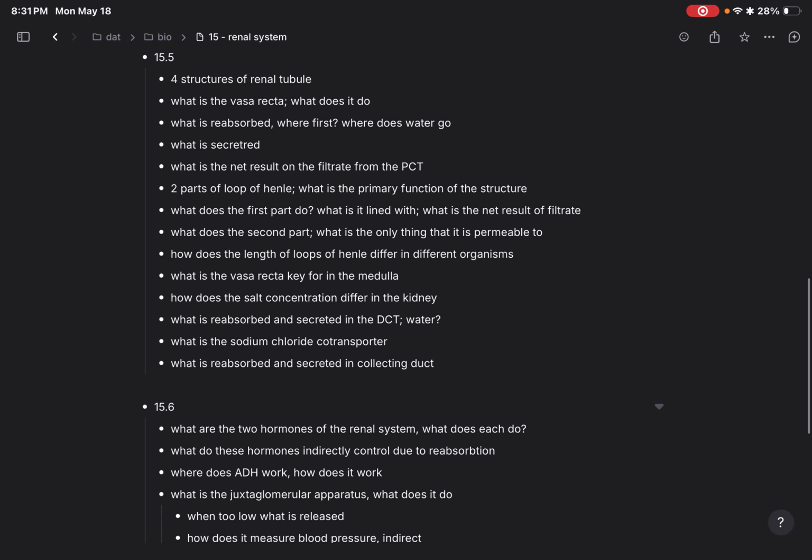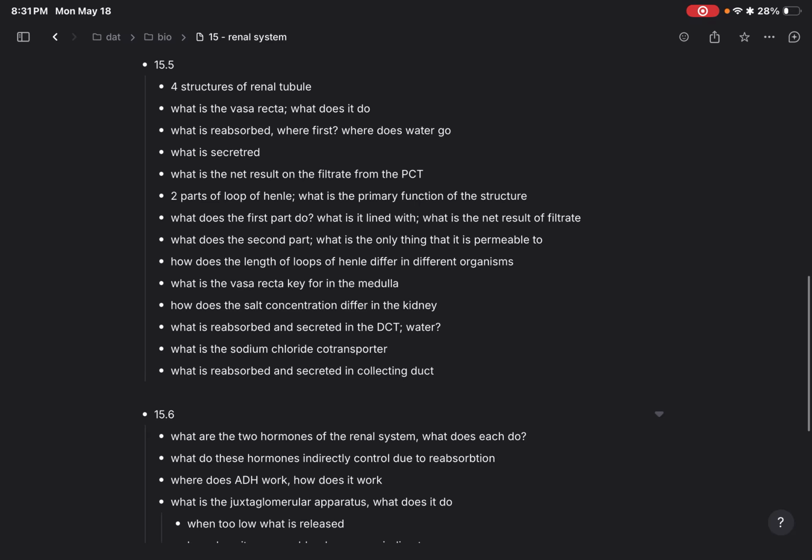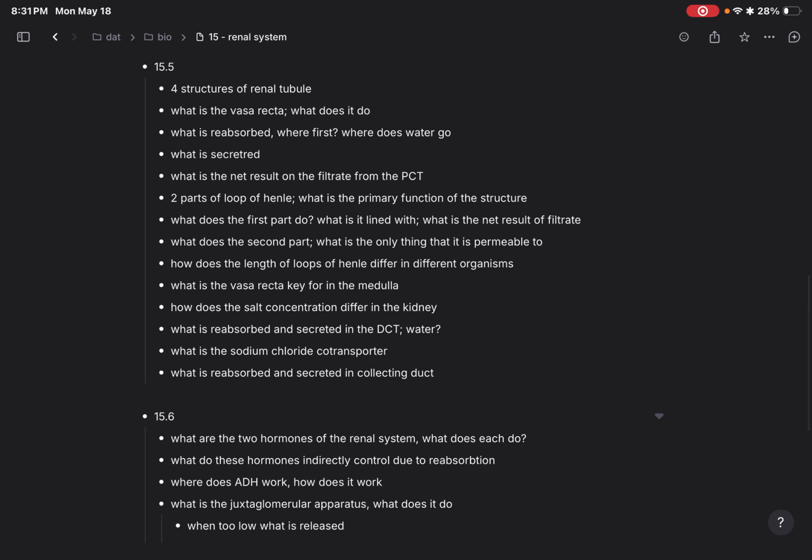So what is the vasa recta? That's a network of capillaries that surround the loops of Henle that help with maintaining the concentration of the renal medulla and other things like that. It just helps with reabsorption.